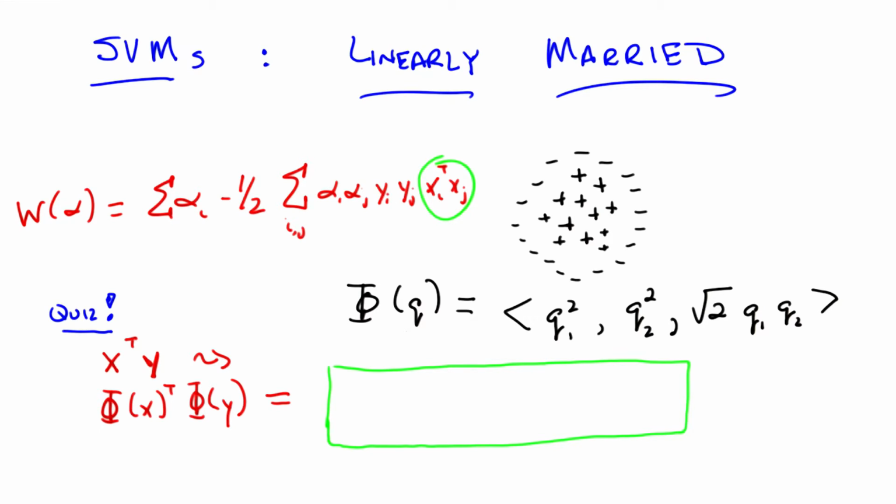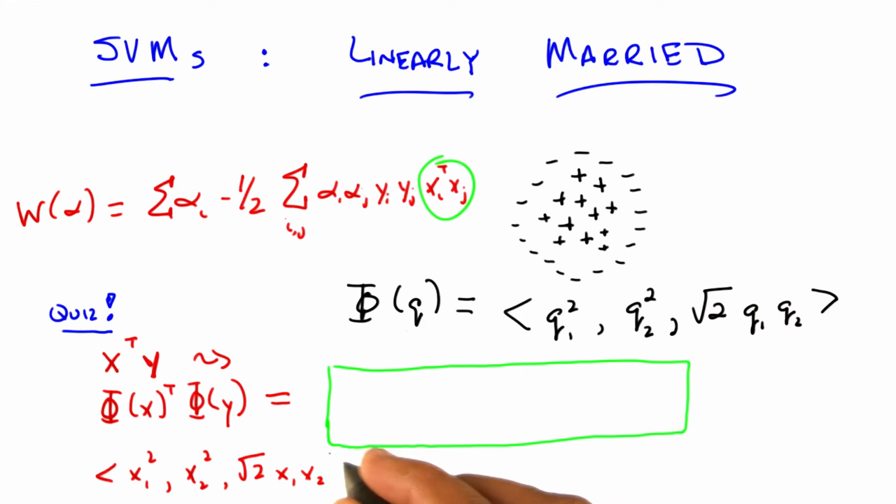And then for phi y, I get y1. It seems like it would be helpful to see this. Do you want me to write it down? Sure. So that turns out to be the same as x1 squared, x2 squared, root 2, x1, x2. And then the y vector gets transformed to the same thing except with y's: y1 squared, y2 squared, root 2, y1, y2.